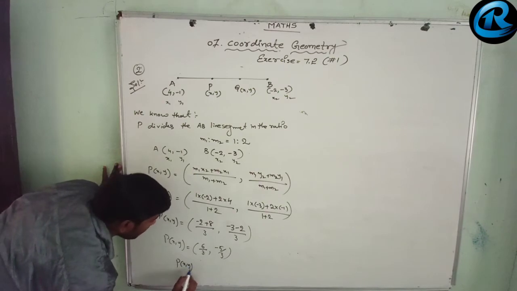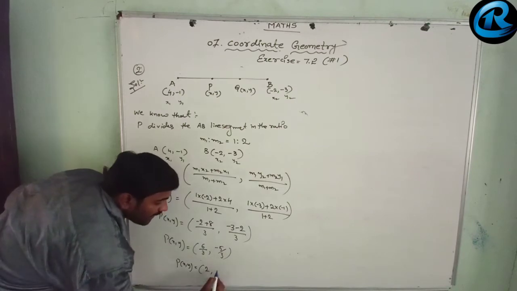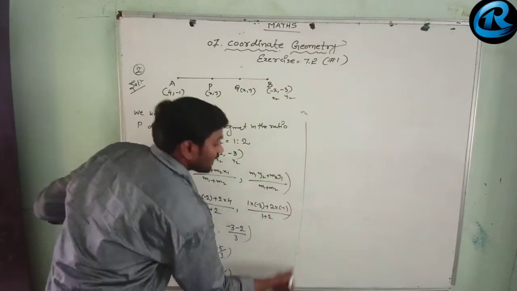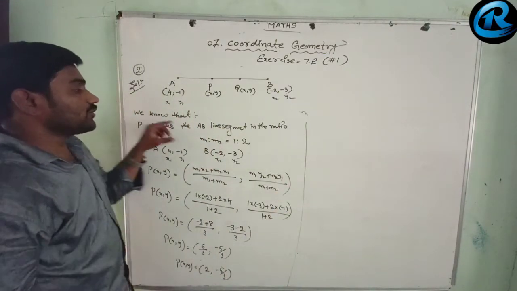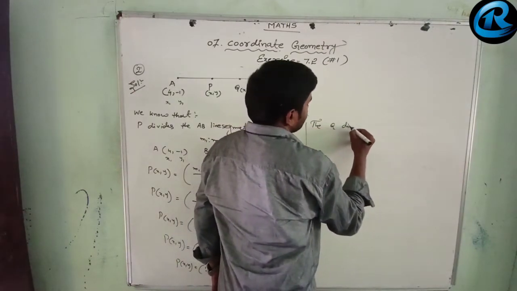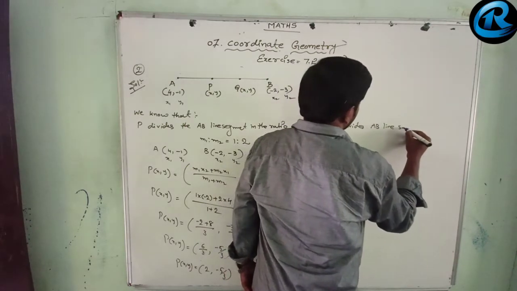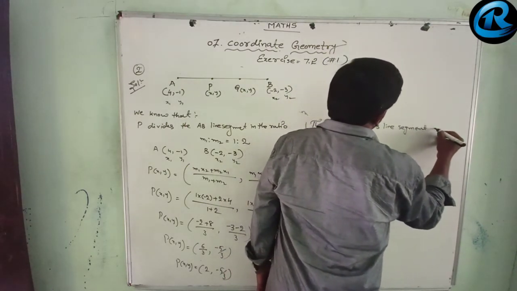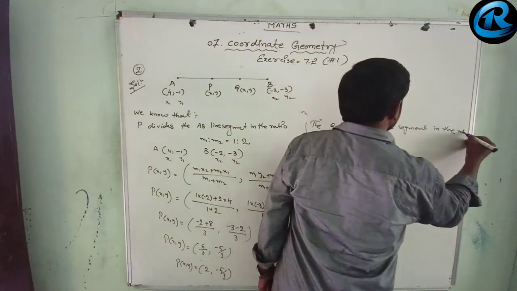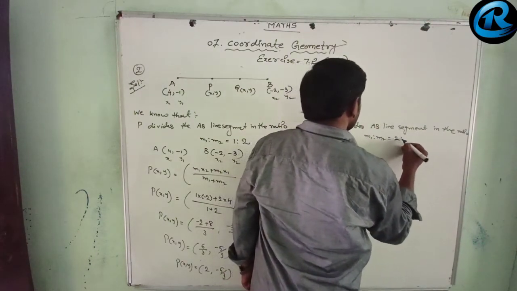P x comma y, here we cannot cancel, but 3 ones are 3, 3 twos are 6, so 2 and here minus 5 by 3. So we got a P value, and similarly we get a Q value. Now the Q divides the AB line segment in the ratio m1 is to m2 equal to 2 is to 1.